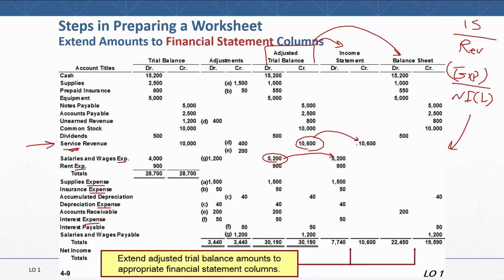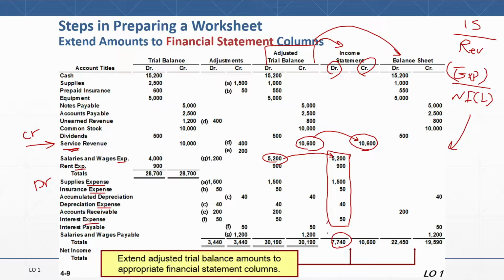Nevertheless, the service revenue amounts, adjusted amounts, will be transferred to the credit column, and all the expenses will be transferred to the debit column of the income statement in the worksheet, because expenses have a normal balance of debit and service revenue, or revenue, has a normal balance of credit. Okay, that is it. Then we sum them up.